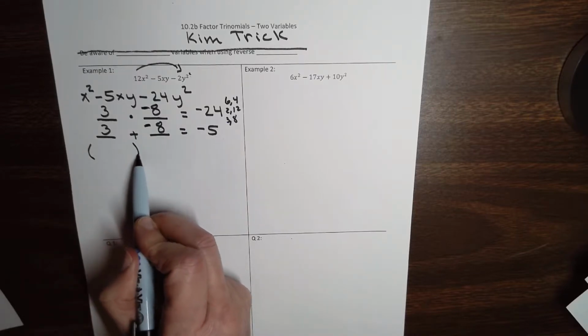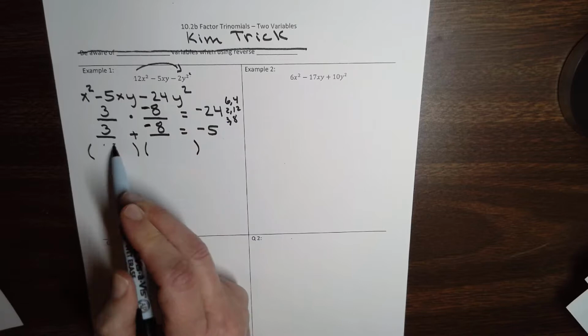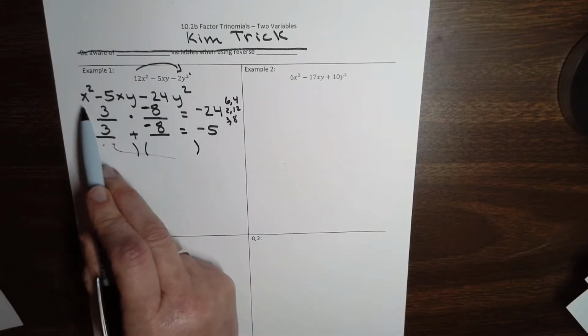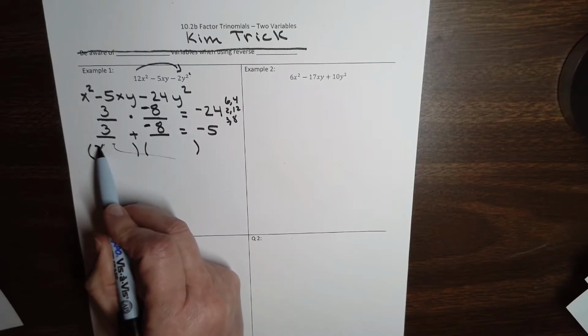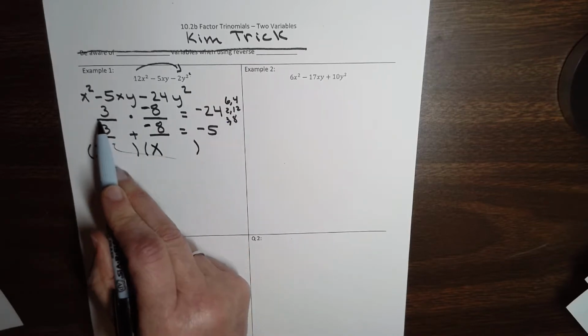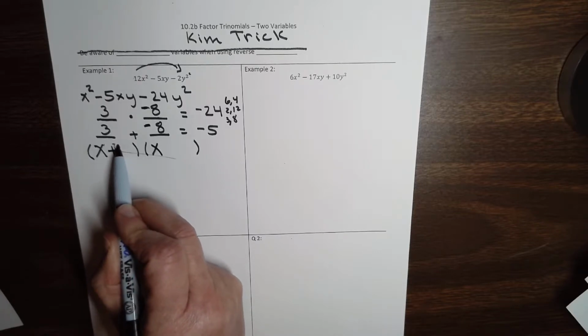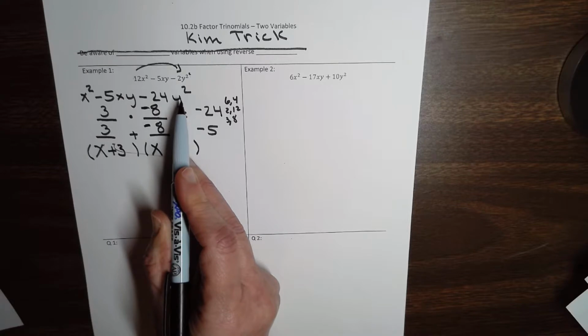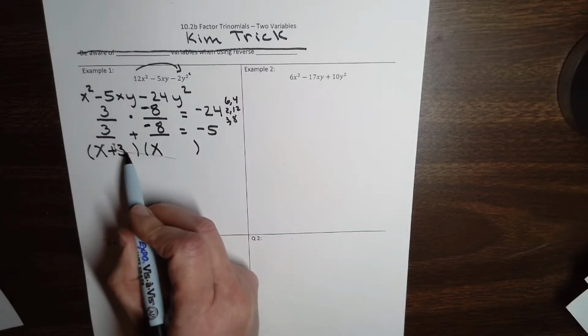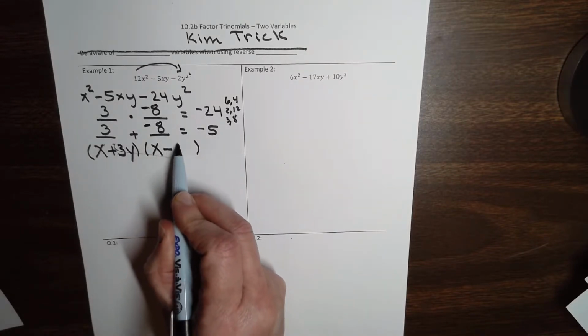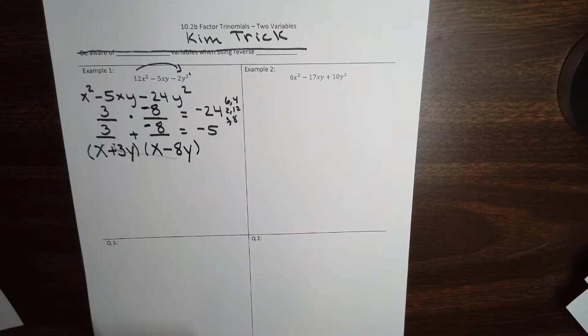So the next step in the Kim trick is writing it in two sets of parentheses. Whatever variable is here goes as our first term, and the numbers we found go in the second term. So this would be plus 3. Now we also have a y squared here, so we have to be cautious of that. To get that back, the y has to go in the second term. And the same in the second parentheses, minus 8, and we also have to have a y there to get the y squared.